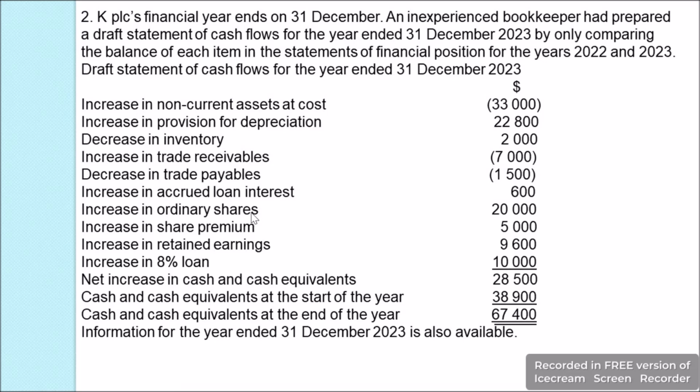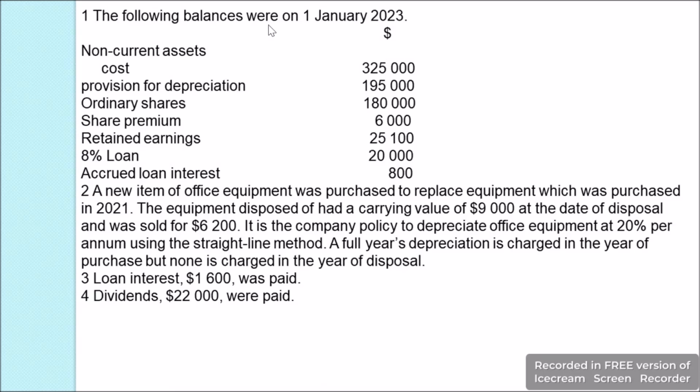Increase in ordinary shares was $20,000. Increase in share premium $5,000. Increase in retained earnings $9,600. Increase in 8% loan $10,000. Net increase in cash and cash equivalent was $28,500. Cash and cash equivalent at the start of the year was $38,900. Cash and cash equivalent at the end of the year was $67,400. Furthermore, the following balances were also available on 1st January 2023.